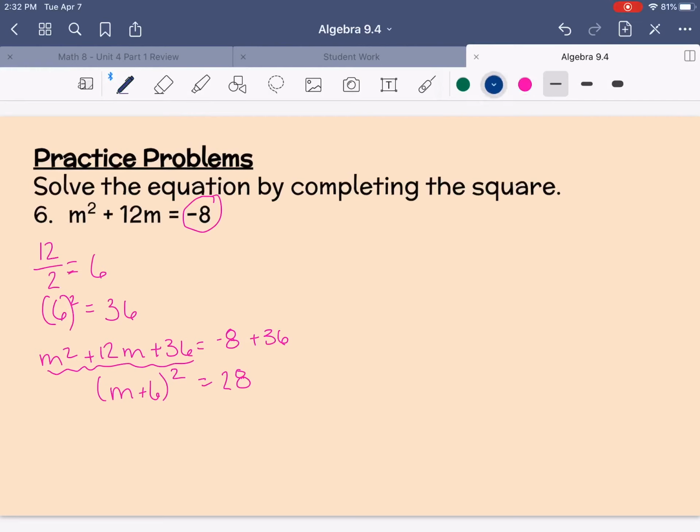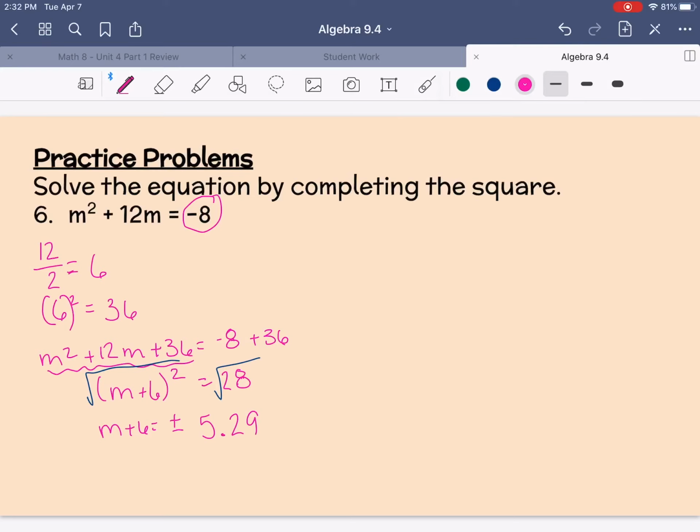Okay, and this equals positive 28. Now, the thing to note here is that 28 is not a perfect square. Okay, but we can still solve it, and this is where you need your calculator. So, m plus 6 could equal the positive or negative square root of 28. And when you put the square root of 28 into your calculator, it comes out to be about 5.29, and I rounded to the nearest hundredth.